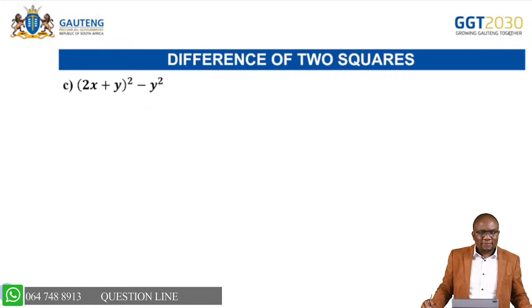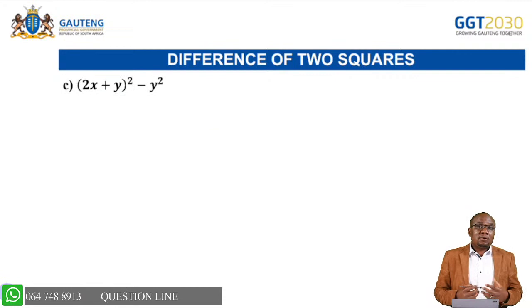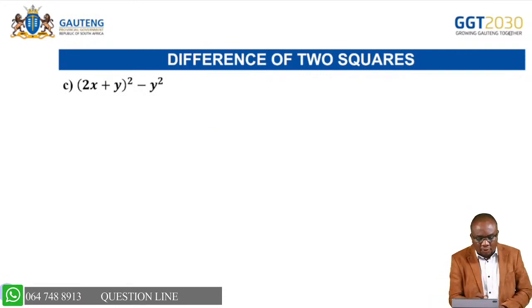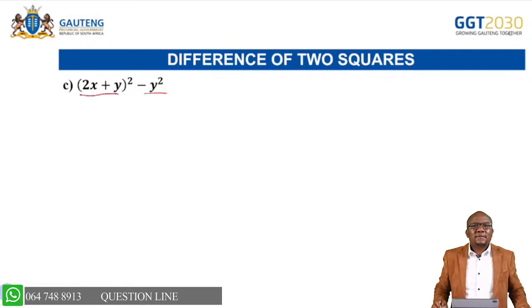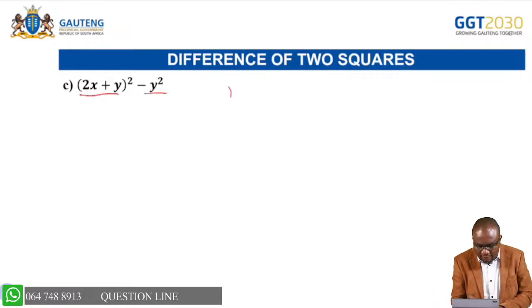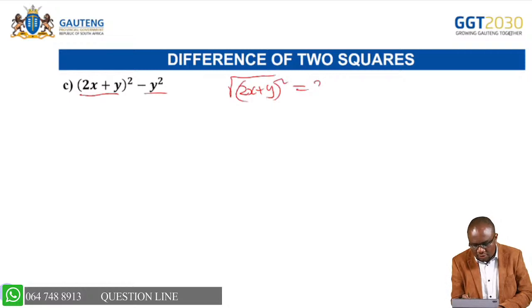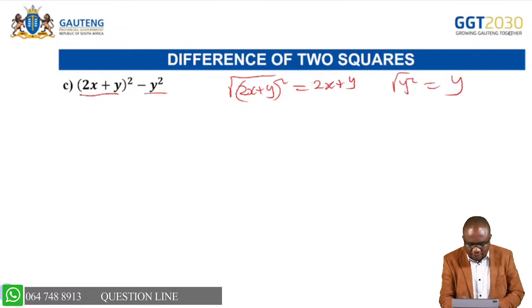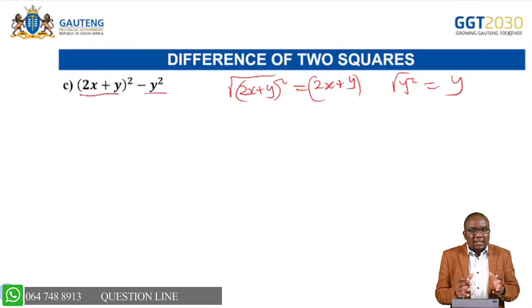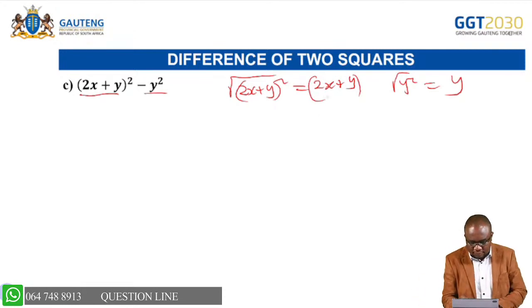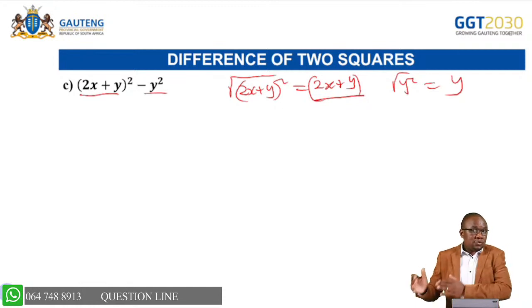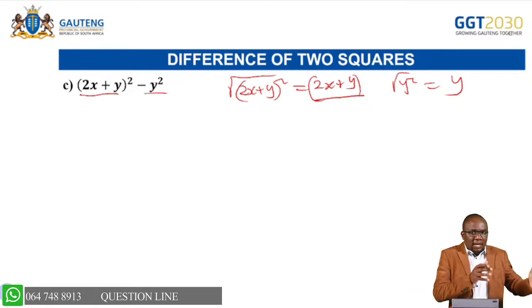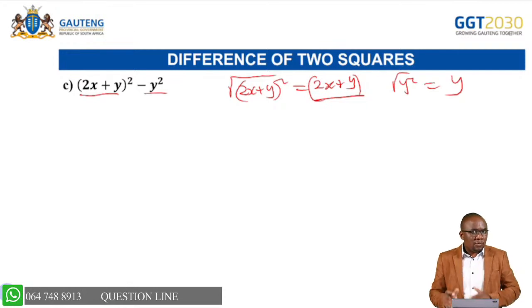And then the last one. It should be the easiest. It looks complicated, but it should be the easiest, because this is a square. What is the square root of this? The square root of (2x plus y) squared is 2x plus y. What is the square root of y squared? It is y. So what are we going to have in the bracket? It's going to be 2x plus y minus y, and then 2x plus y plus y.